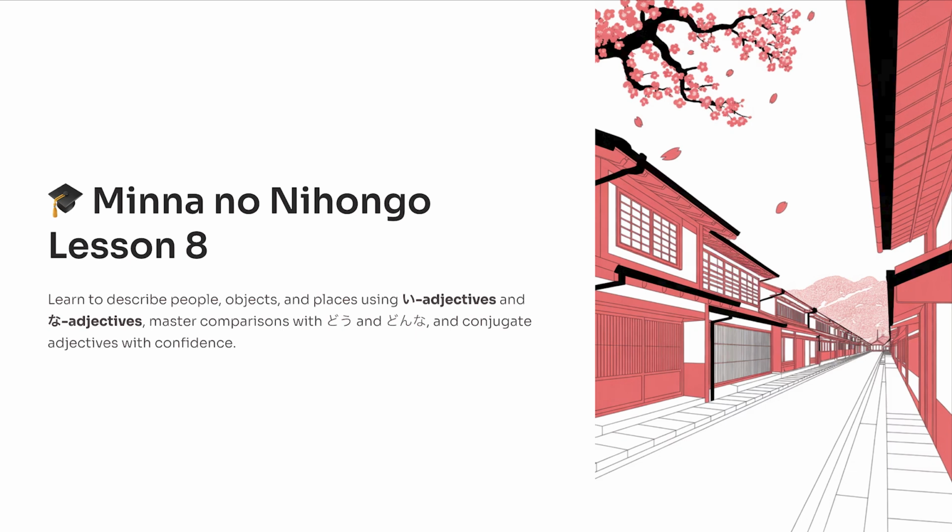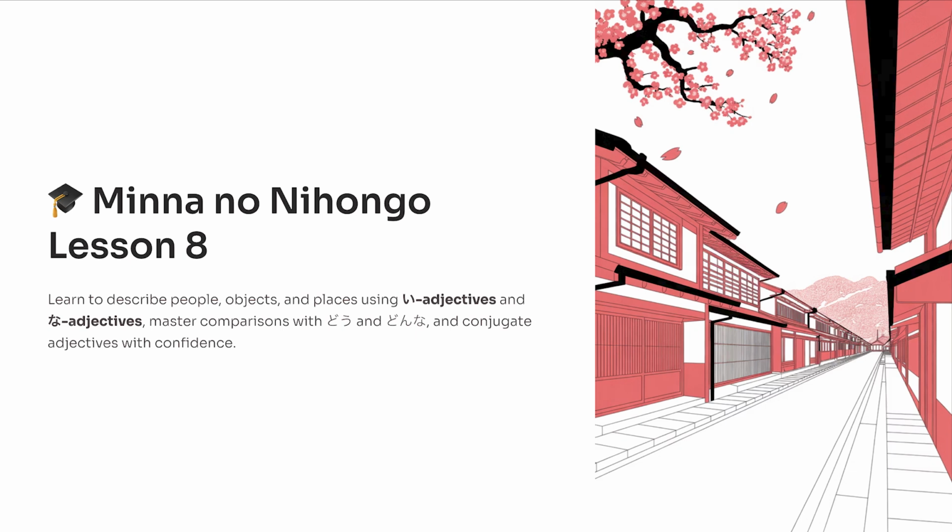In this lesson, we'll learn how to describe people, places, food, cities, and many other things using Japanese adjectives. You'll learn the difference between i-adjectives and na-adjectives, how to make them negative, and how to ask questions such as what is it like using どうですか and what kind of using どんな. These grammar patterns are used every day when talking about food, travel, friends, school, work, and daily life in Japan.